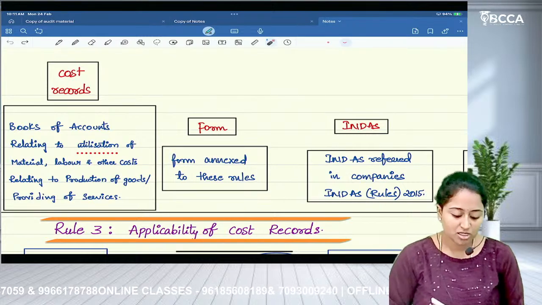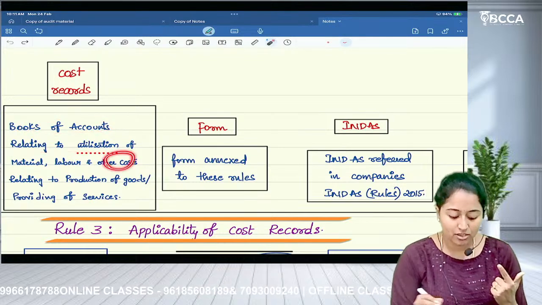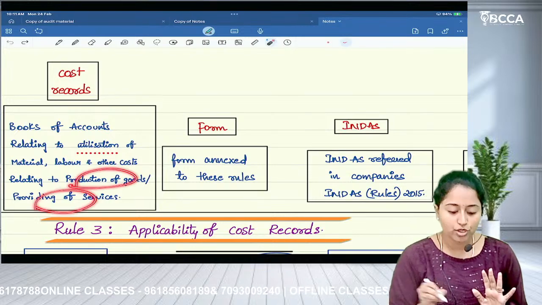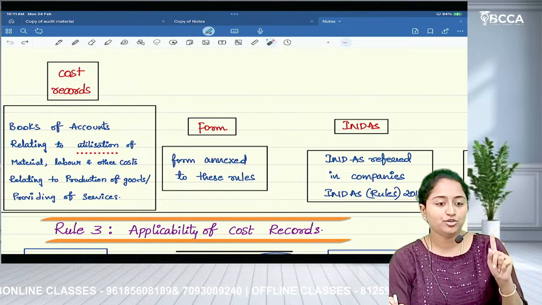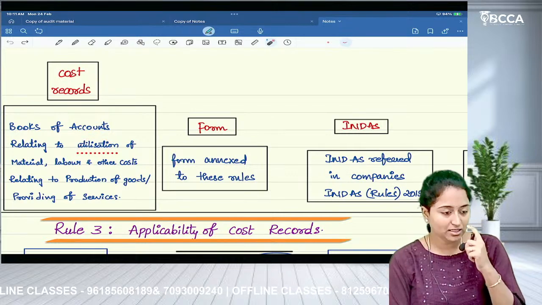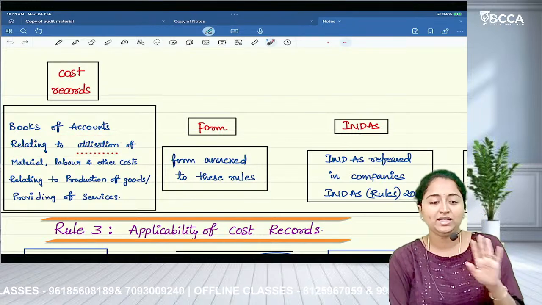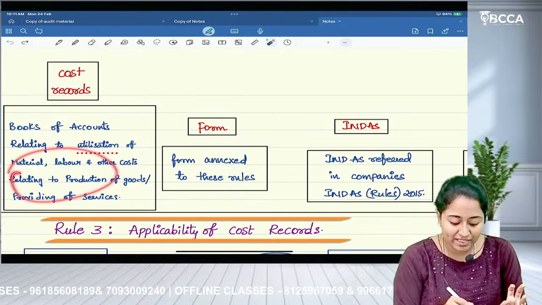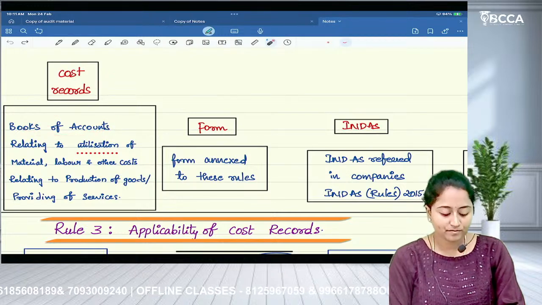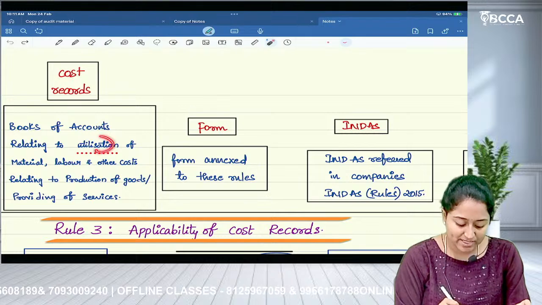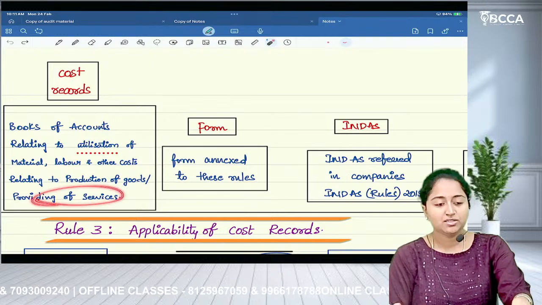What are cost records? Books of accounts relating to utilization of material, labor and other costs relating to production of goods or providing of services. So there is production of goods or services, and for that we use material, labor and other costs. If you record how the material, labor or any other expenditure is being utilized, then that is called cost records.